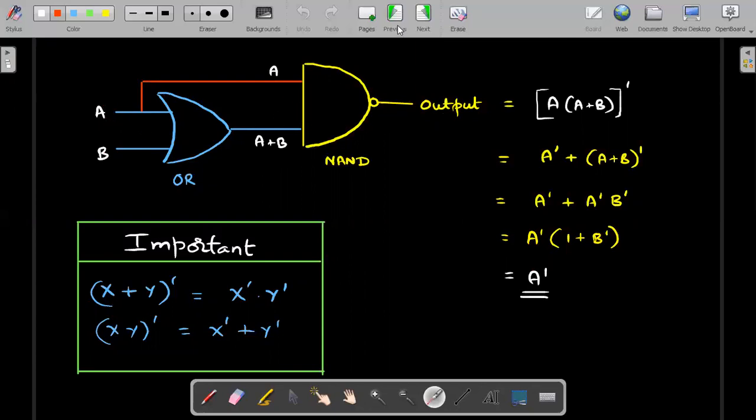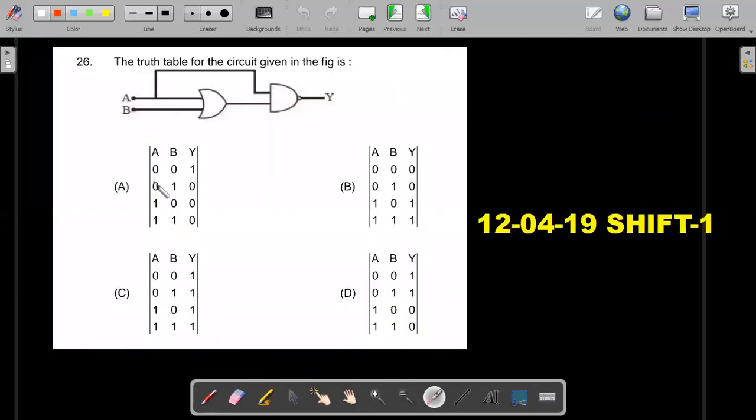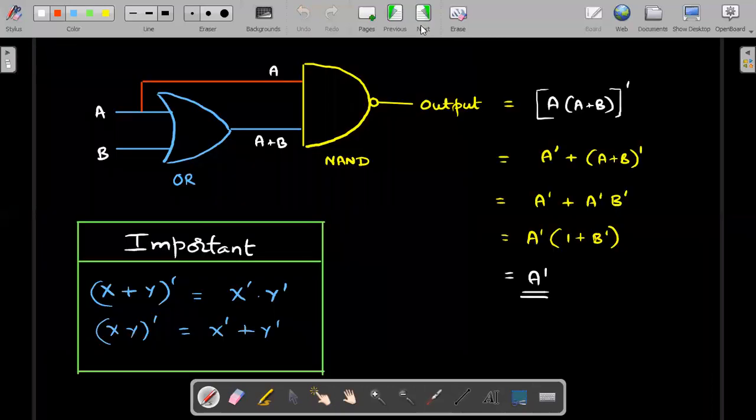So you have to search for that truth table where whatever A's input is, the answer should be the exact complement of that. And if you keep searching, I think you will find it here. You could see zeros here became ones and ones became zeros. So the correct answer, an alternative method that I've written without drawing the truth table, is D. Okay. Let's move forward.